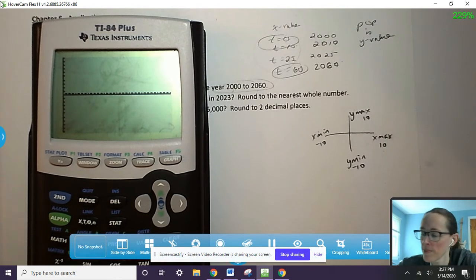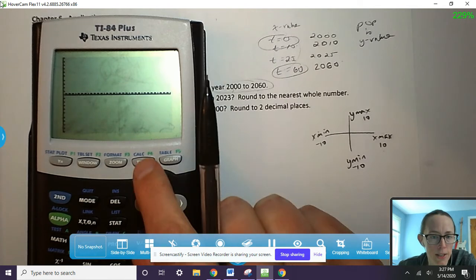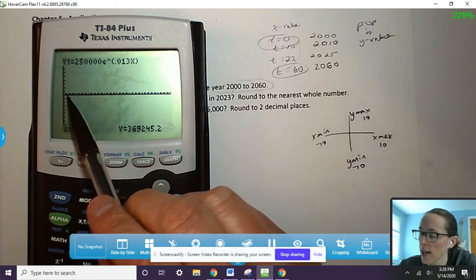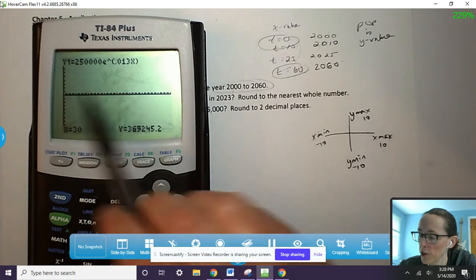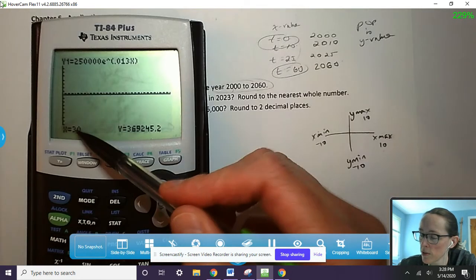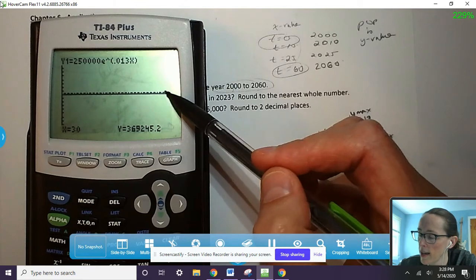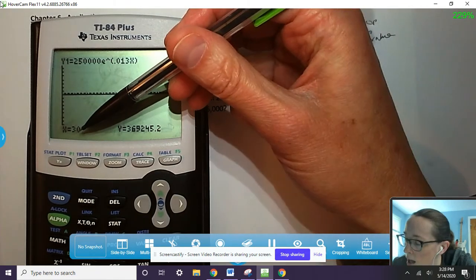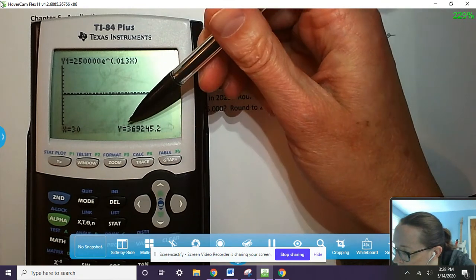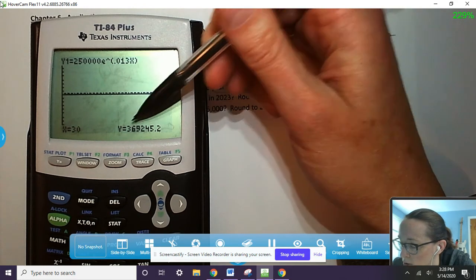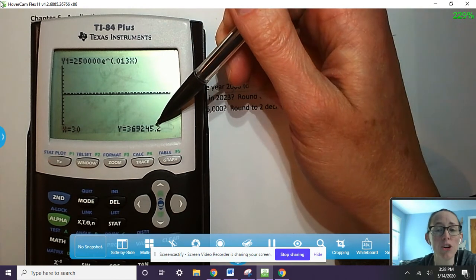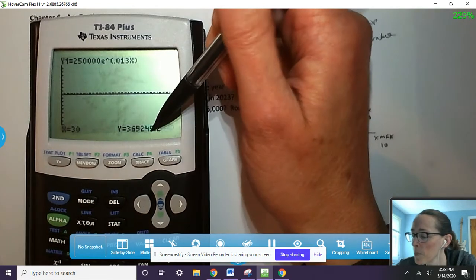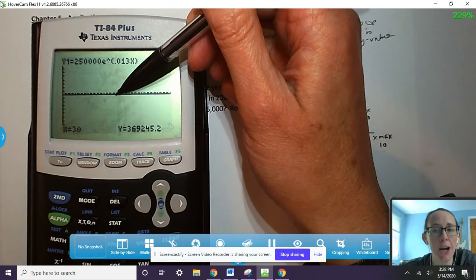Hit trace. That is up on the top right here. When you hit trace, the calculator will tell you the point in the middle of the graph. So see how it says 30? If this is 0 and 60, 30 is in the middle. And when x equals 30 or t equals 30, the population is 369,245. That's why we can't see the graph. We're only going up to 10, and the population right in the middle is 370,000 people.